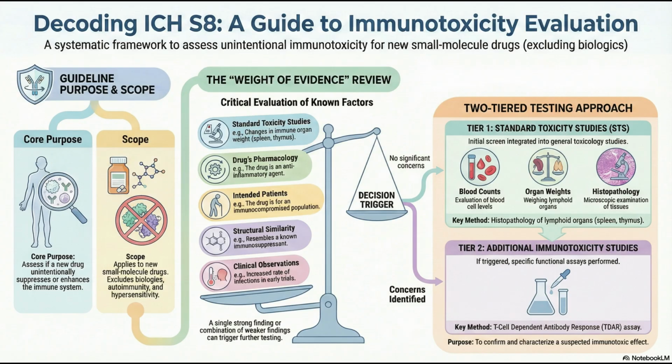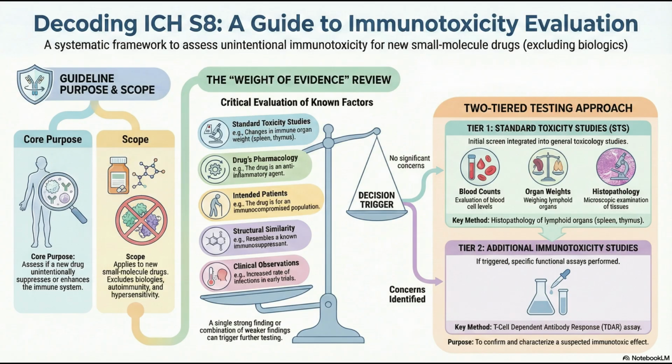Correct. The TDAR is a functional assay. It's a war game. You take the animal and you inject it with a harmless foreign invader. The guideline mentions sheep red blood cells. Yes, SRBCs, or sometimes a protein called KLH, keyhole limpet hemocyanin, which comes from a sea mollusk. To a rat, sheep blood or KLH is totally alien. Its immune system should see it, sound the alarm, and start manufacturing antibodies to destroy it. And the TDAR measures how many antibodies get made.